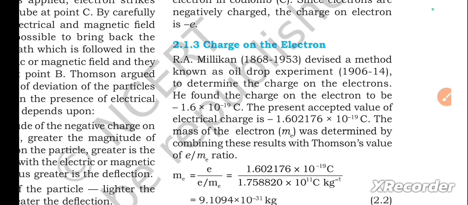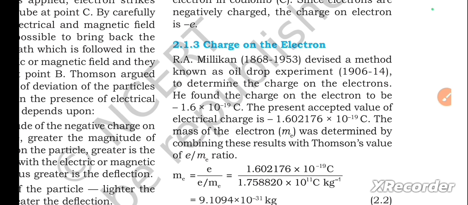Next, 2.1.3, charge on the electron. R. A. Millikan, 1868 to 1953, devised a method known as oil drop experiment, 1906 to 14, to determine the charge on the electrons. He found the charge on the electron to be minus 1.6 × 10^-19 coulombs. The present accepted value of electrical charge is minus 1.602176 × 10^-19 coulomb.